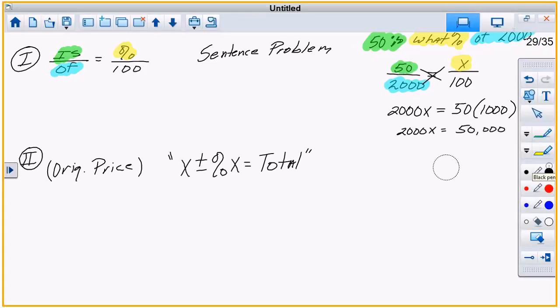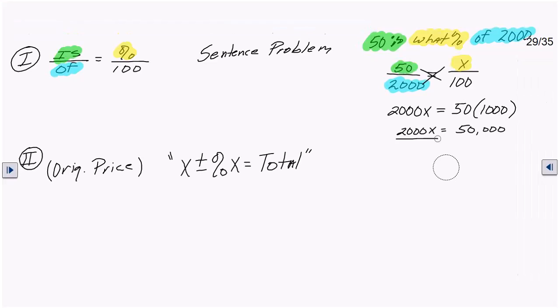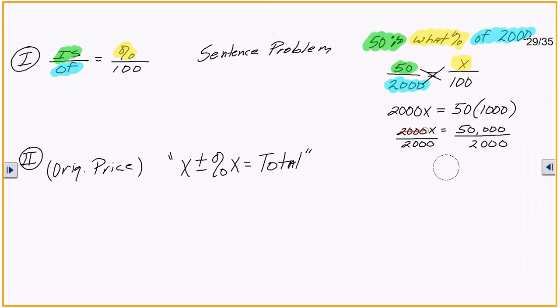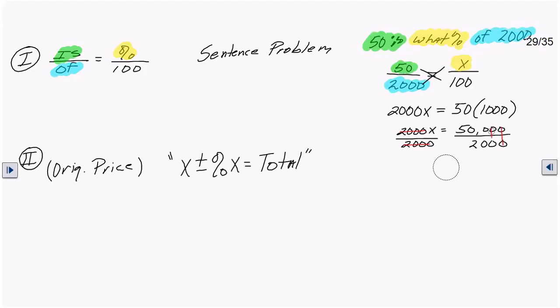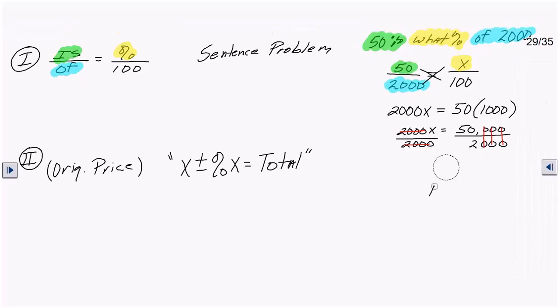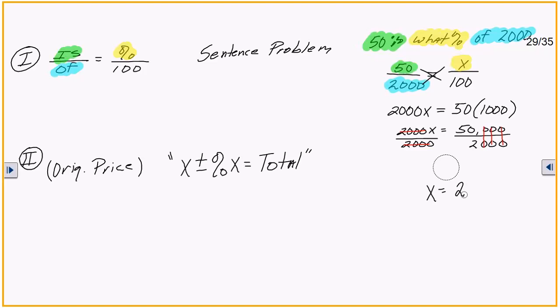Now you don't need a calculator, so don't reach for one. 2,000. And what happens to those 3 zeros? Those 3 zeros right here cancel. And what is 50 over 2? X is equal to 25. So we go over here and what does this mean? Well, that means that 50 is 25% of 2,000.